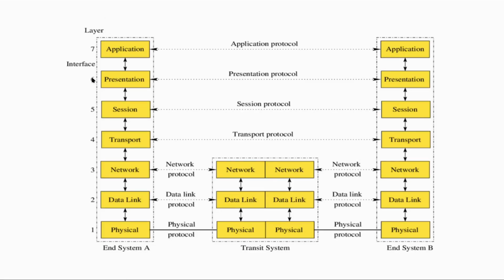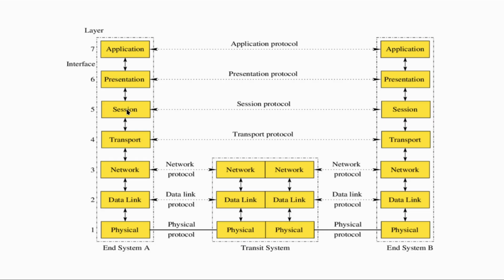So this is the OSI layer model. This is the physical layer, our lowest-level layer. Second is the data link layer. Third is the network layer. Fourth is the transport layer. Fifth is the session layer. Sixth is the presentation layer. And seventh, our topmost layer, is the application layer.